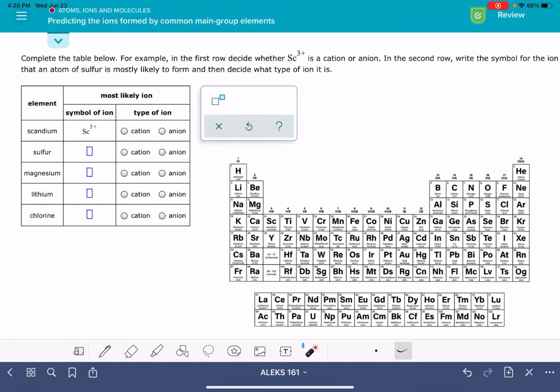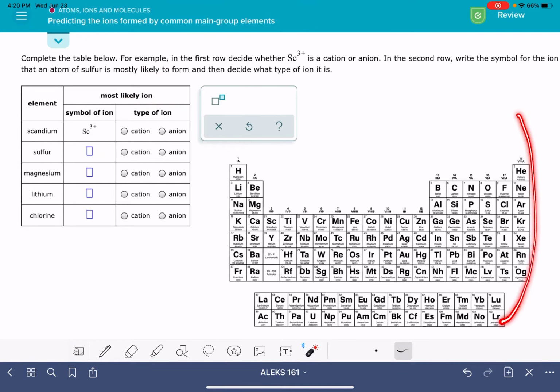In this video, I'm going to show you how to solve the ALEKS problem called Predicting the Ions Formed by Common Main Group Elements. This problem is going to give you the name of an element and is asking you to predict the most likely charge for that particular element, the most likely ion.